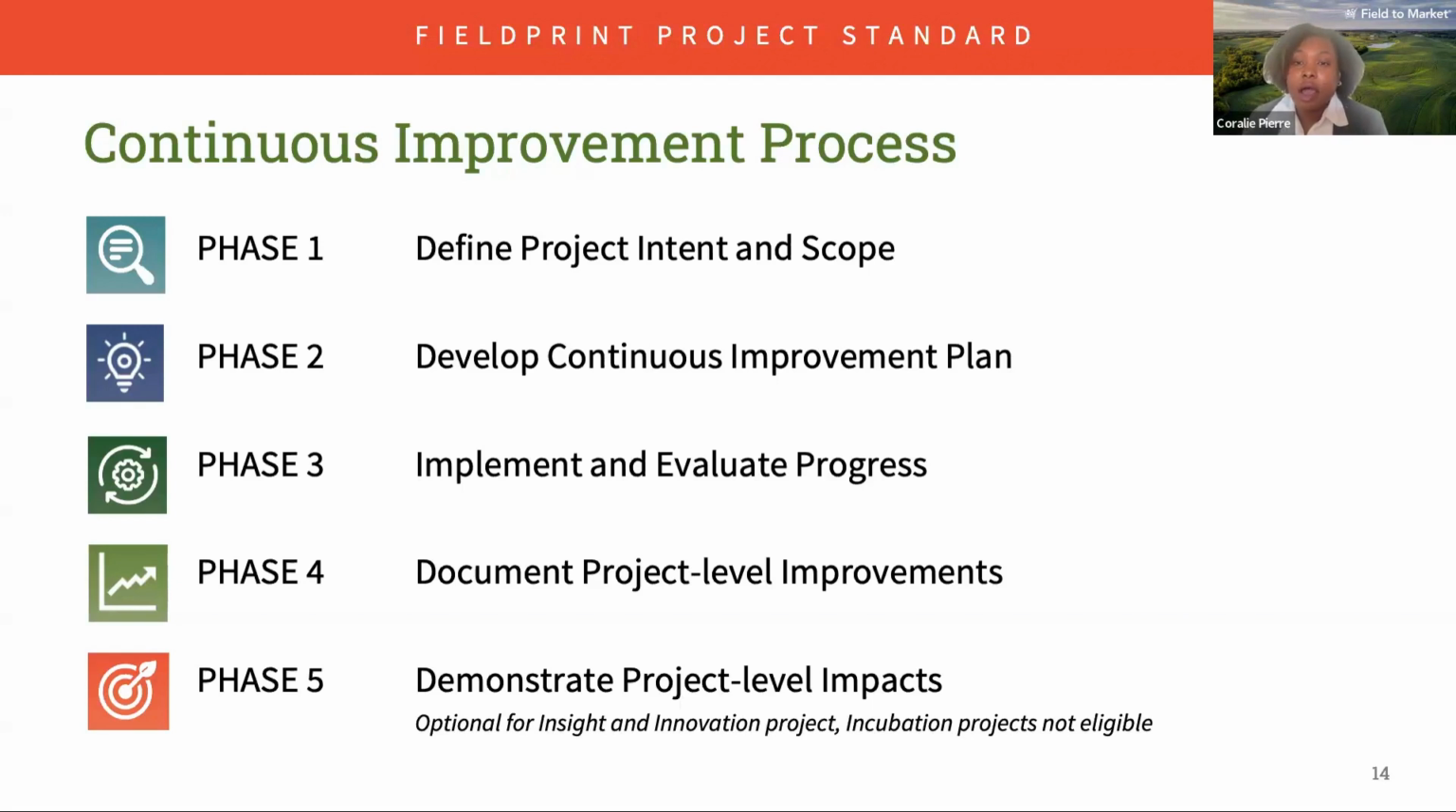Phase 5, demonstrate project level impact, involves assessing and communicating the overall impact and outcomes of the project by evaluating metric results. Please note that this phase is optional for insight and innovation projects, while incubation projects are not eligible for it. In the next slide, you'll better understand the different project pathways that we offer. So by embracing this process, project implementers can effectively articulate project objectives, develop comprehensive plans, monitor progress, document achievements, and ultimately demonstrate the positive impact of their initiatives.